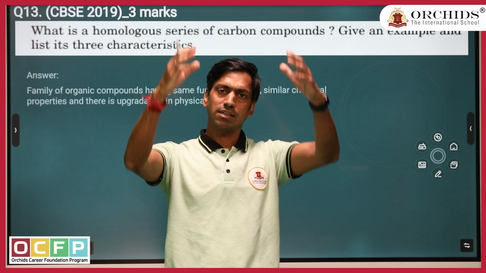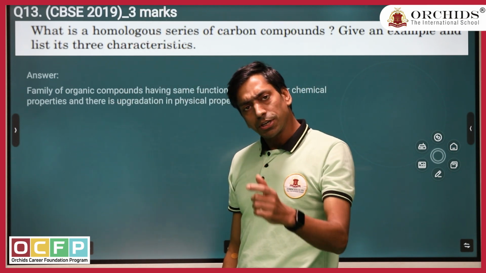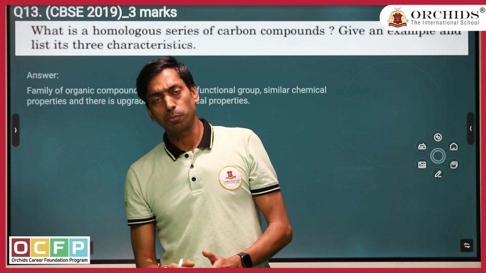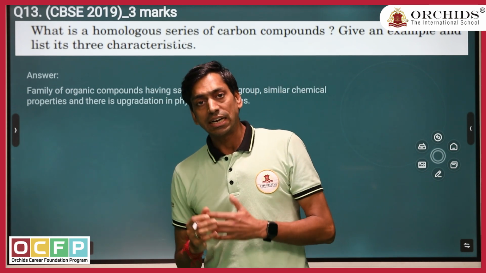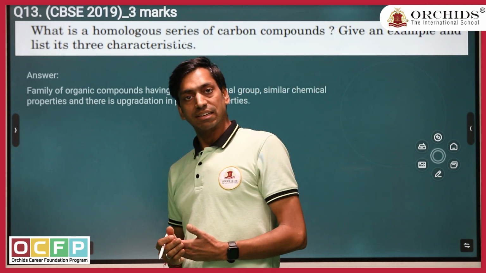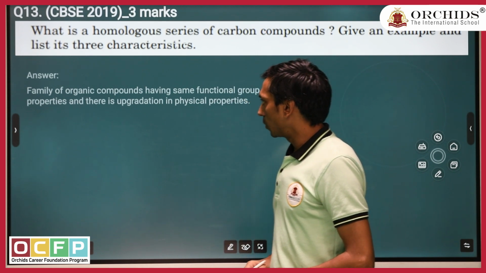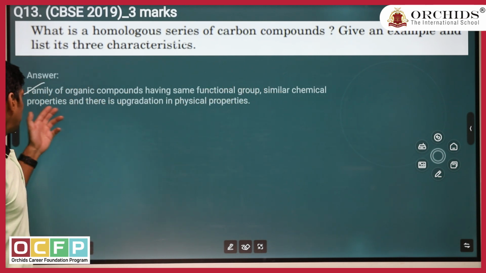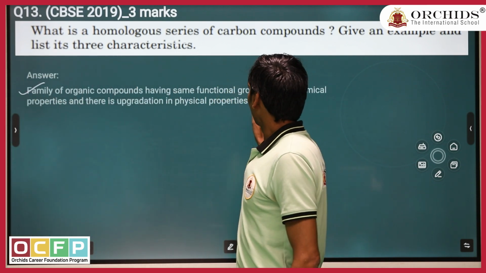A homologous series is a group of organic compounds having the same functional group, and because of the same functional group, they have the same chemical properties, but there is a gradation in the physical properties. As the molecular mass increases, there is a gradation in the physical properties. So this is called a homologous series: a family of organic compounds having the same functional group and similar chemical properties, with a gradation in the physical properties.